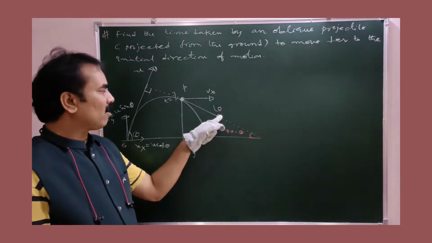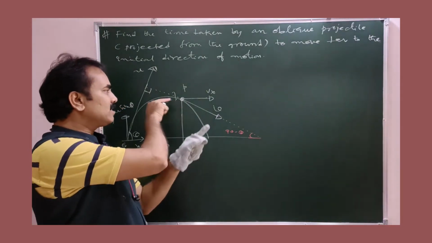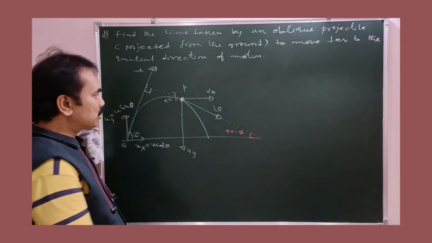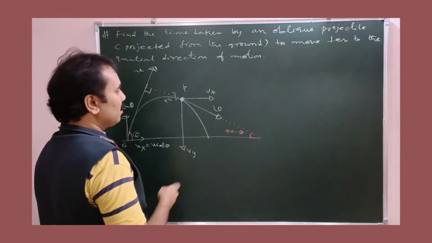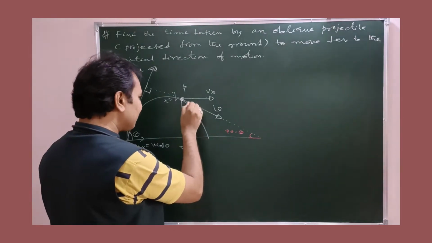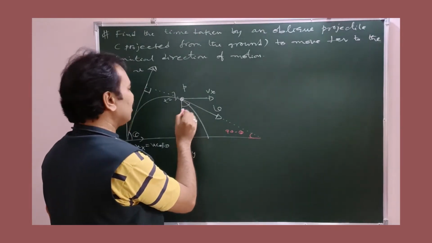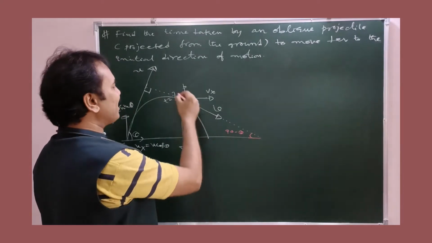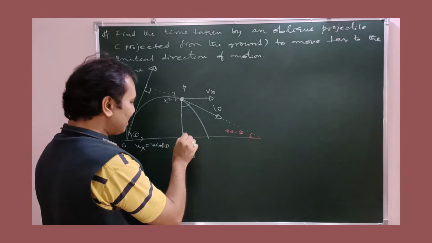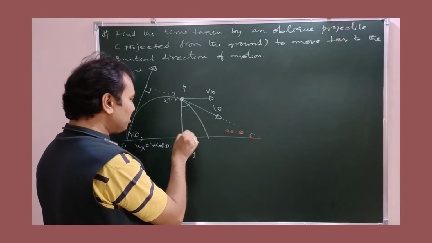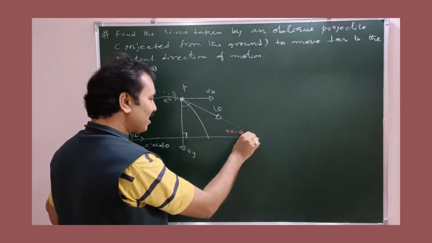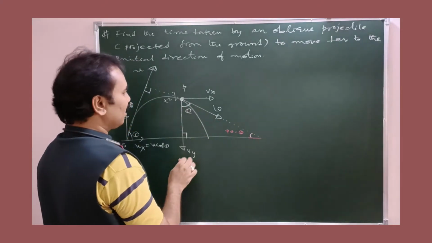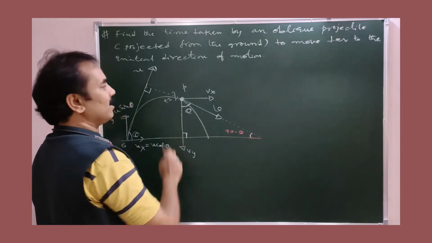Now, what about the components of V at P, along X and along Y? To know these two components, I need to specify an angle here. Here it is 90 degrees, one more right angle triangle, since these two are perpendicular to each other. Here it is 90 minus theta, so definitely this is theta.